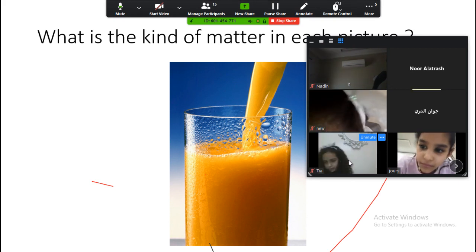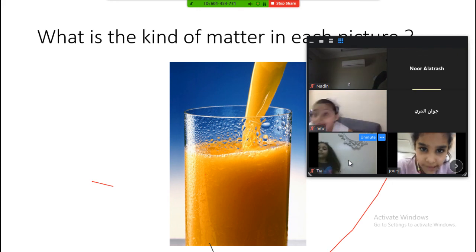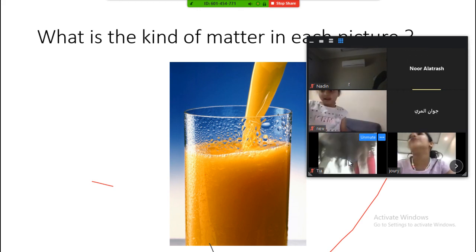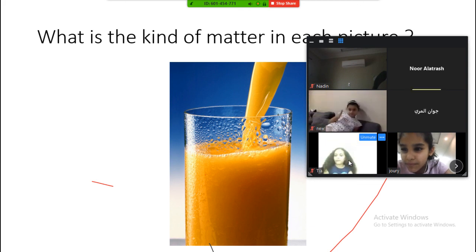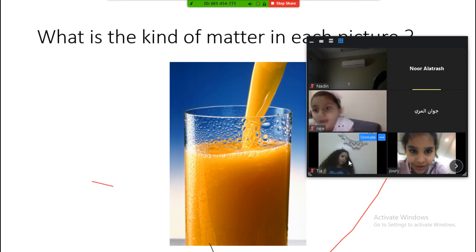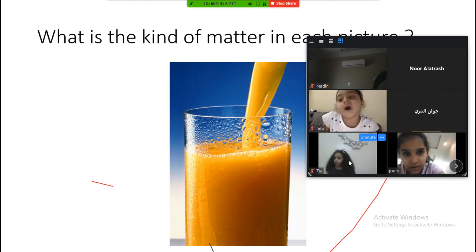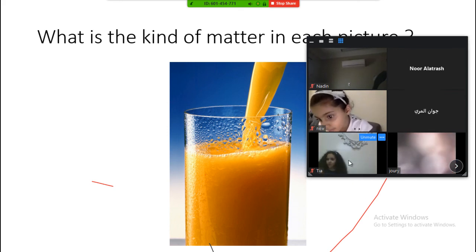Imagine if we throw the juice on the floor. Does it still take the shape of the glass? No. It's going to be flowing all over the floor, right? Because it doesn't have a shape. This, we call it a liquid. Like water, like juice, like ketchup. Do you think ketchup has its own shape? No, it doesn't have a shape. It takes the shape of the ketchup bottle, right?